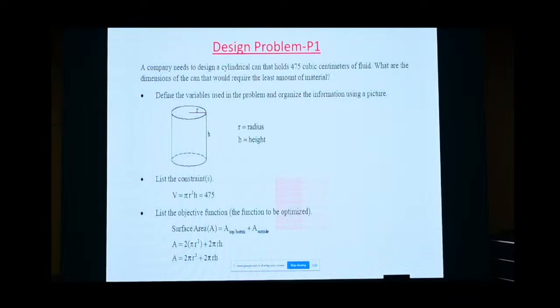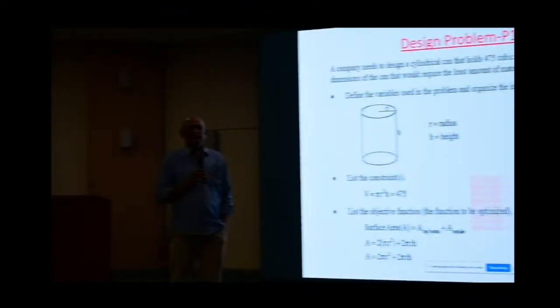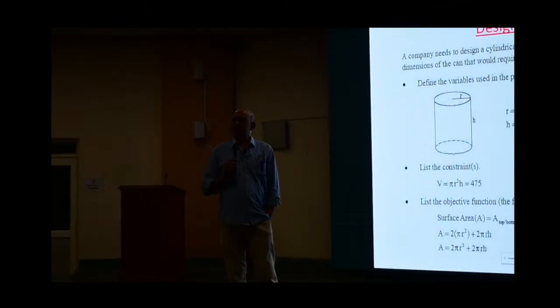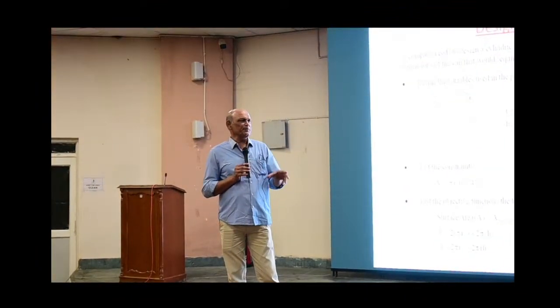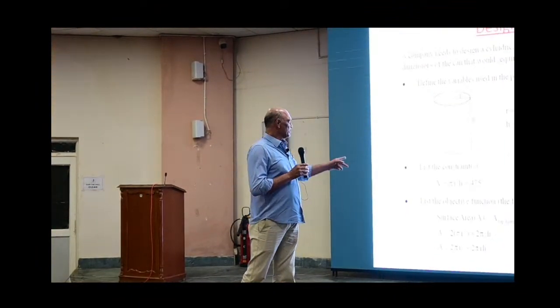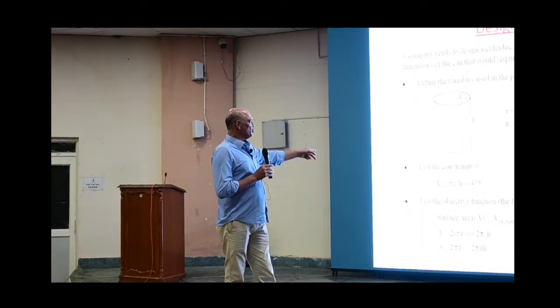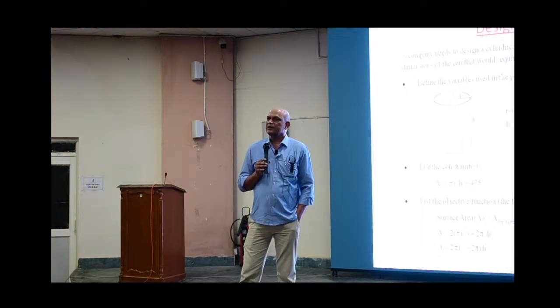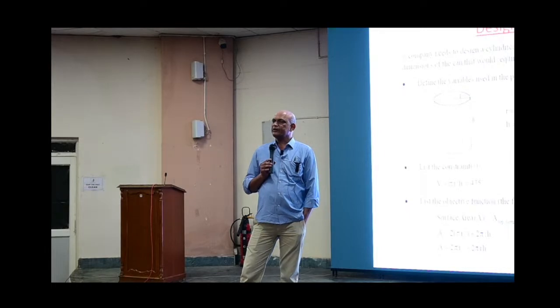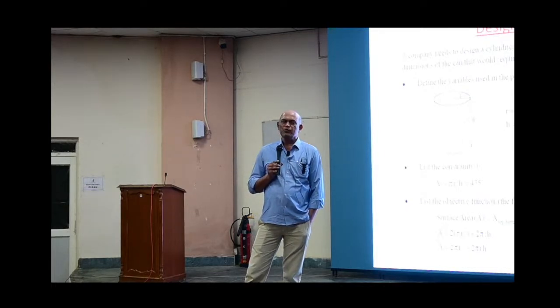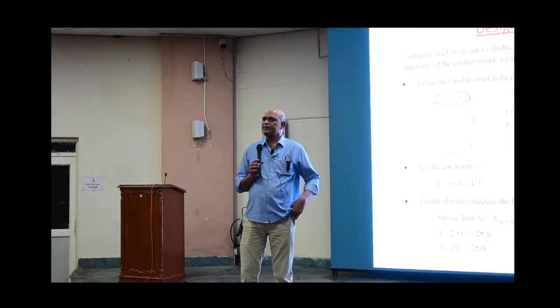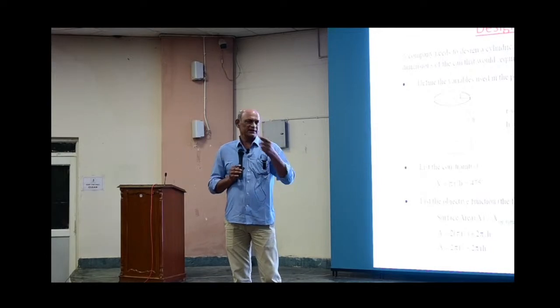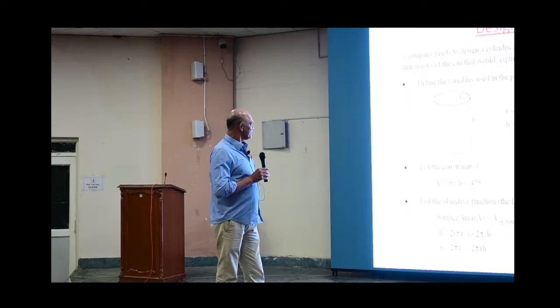There are many ways to include this constraint. One is an equality or inequality constraint. Another approach is the penalty function approach. You attach a penalty function to this constraint, that is volume minus 475. Whenever the volume is not equal to 475, some additional penalty is attached. I will show you in the next slide.